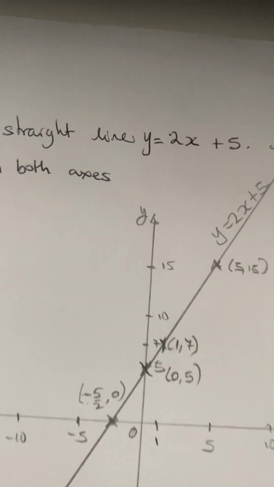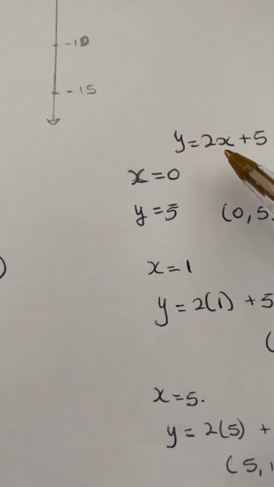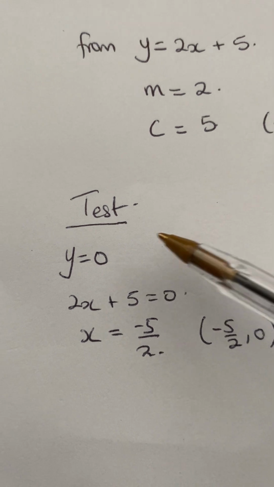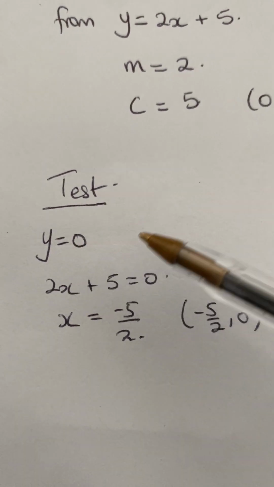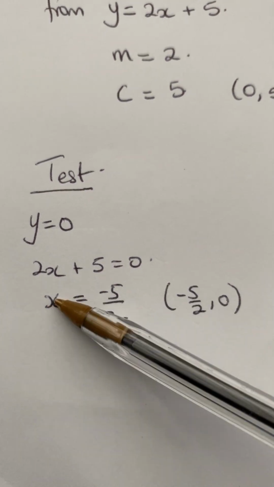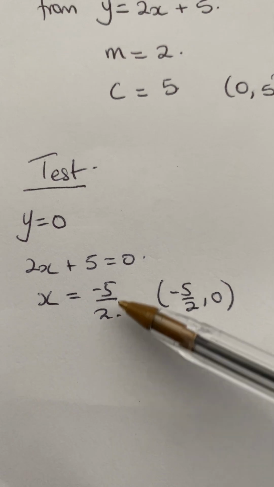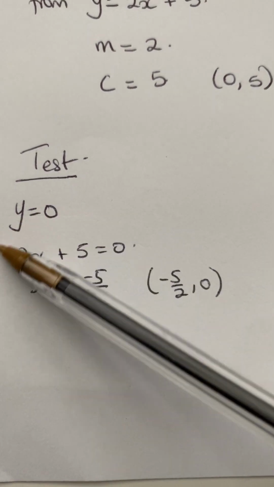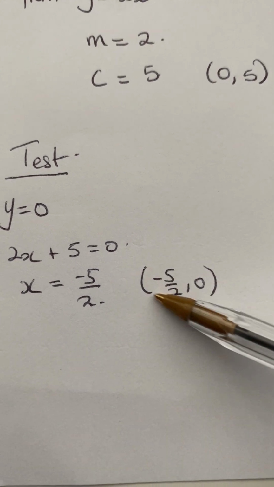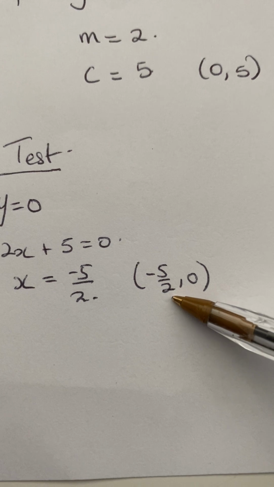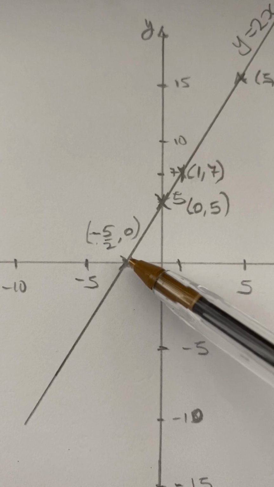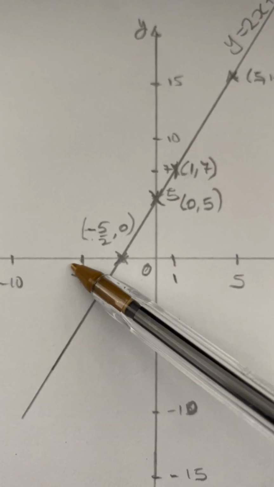But I can also find when y is 0, what will x be? So I want y is 0. So 2x plus 5 equals 0, so x will be minus 5 over 2. Remember when we're solving linear graphs. So now x will be minus 5 over 2 and 0. 5 over 2 is 2.5, so it's halfway between 0 and minus 5.